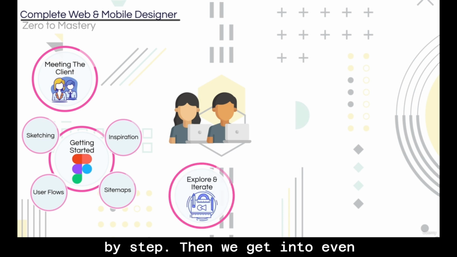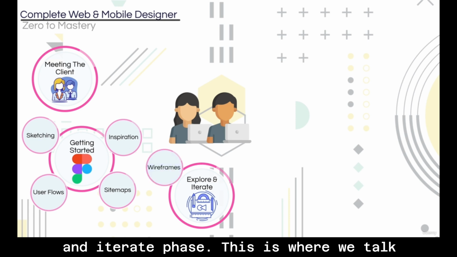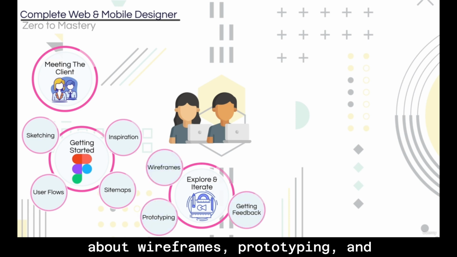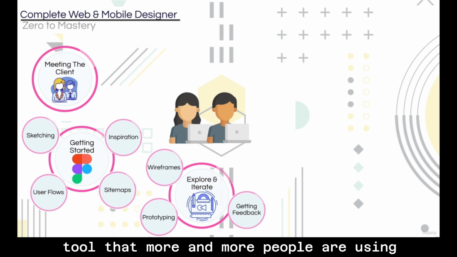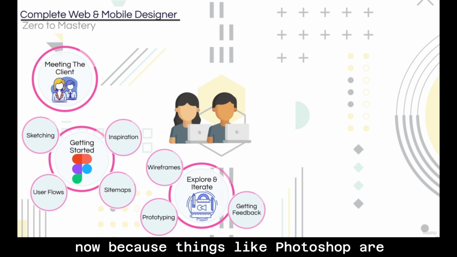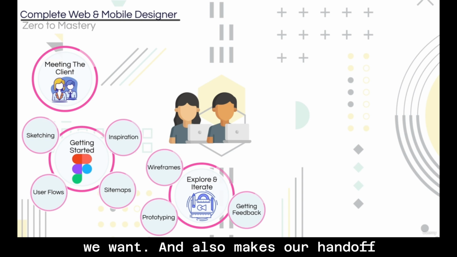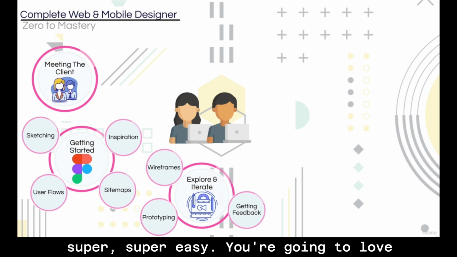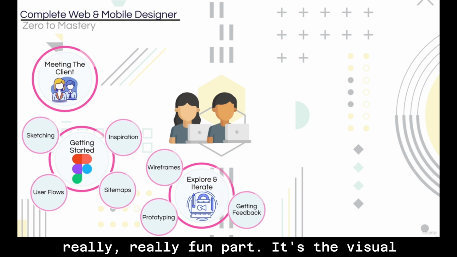Then we get into even more exciting things. This is the explore and iterate phase. This is where we talk about wireframes, prototyping, and getting feedback. We're going to start using Figma, which is a wonderful tool that more and more people are using now. Because things like Photoshop are kind of outdated when it comes to design and most people don't use it. We wanna use a modern tool like Figma that you're gonna see allows us to do everything we want. And also makes our handoff later on when we finish the project super easy. You're gonna love Figma. And the next step is the really fun part.